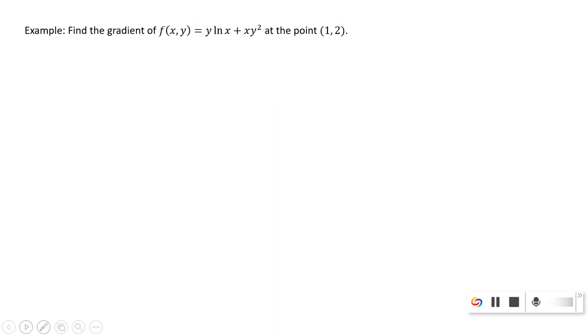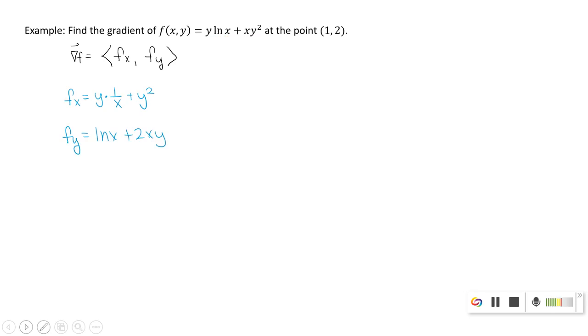All right, so for example, if we want to find the gradient of the function y ln x plus x y squared at the point (1, 2), again, we're finding a vector, and this vector is giving us the partial with respect to x, partial with respect to y. So to start, I am going to have to find both of those partial derivatives. So take the derivative with respect to x for the first term. Let's see, I get a y times 1 over x. And then second term, the derivative with respect to x is just y squared.